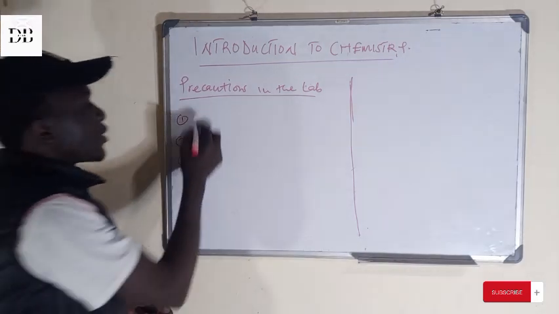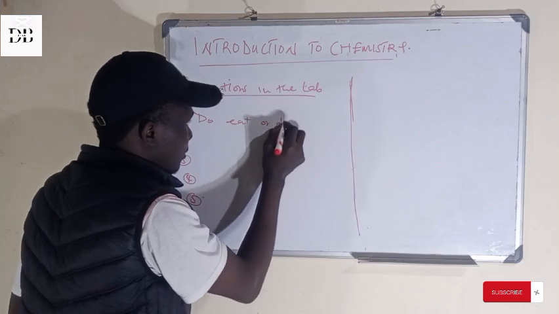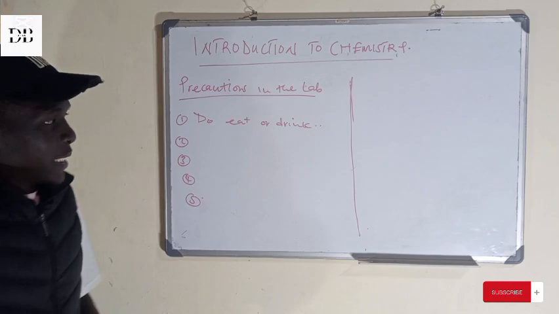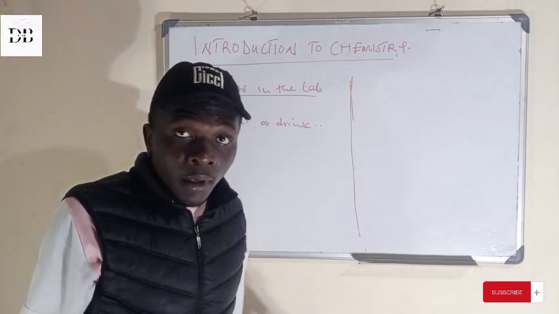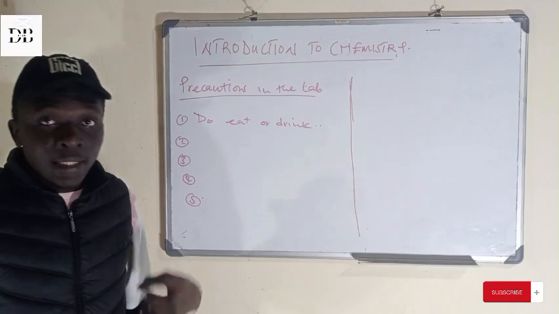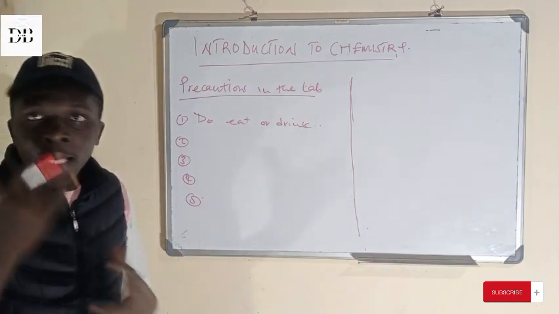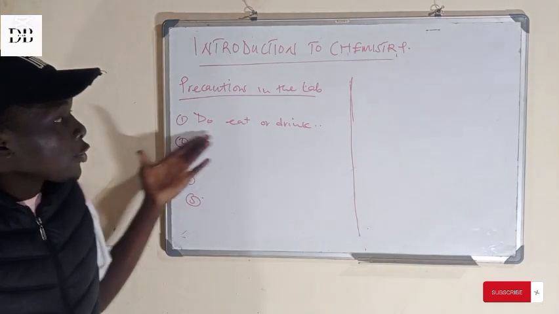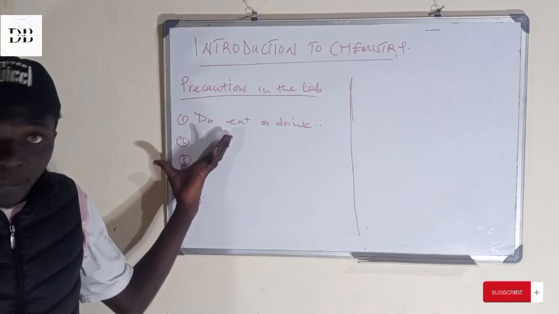The first thing is do not eat or drink anything in the lab. The reason they say this is because you may think you have salt on the table, but instead it's an acid. So when you lick it, it will do what? It will corrode your tongue and also give you different complications. So that is why it is not advisable to what? To eat or drink in the lab.